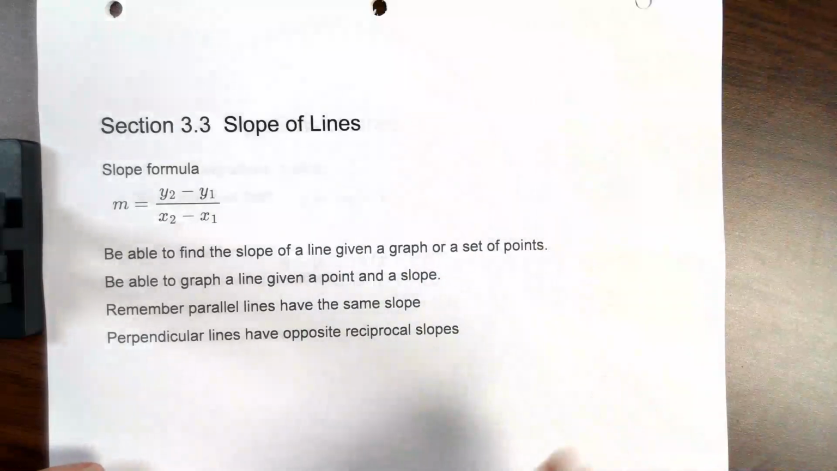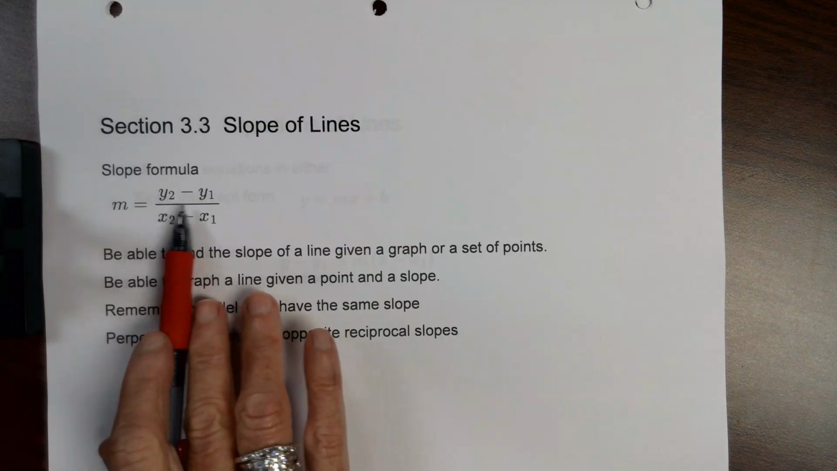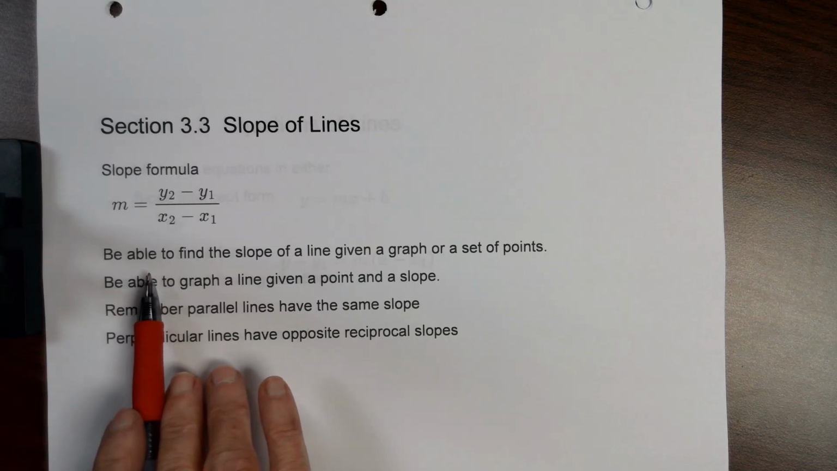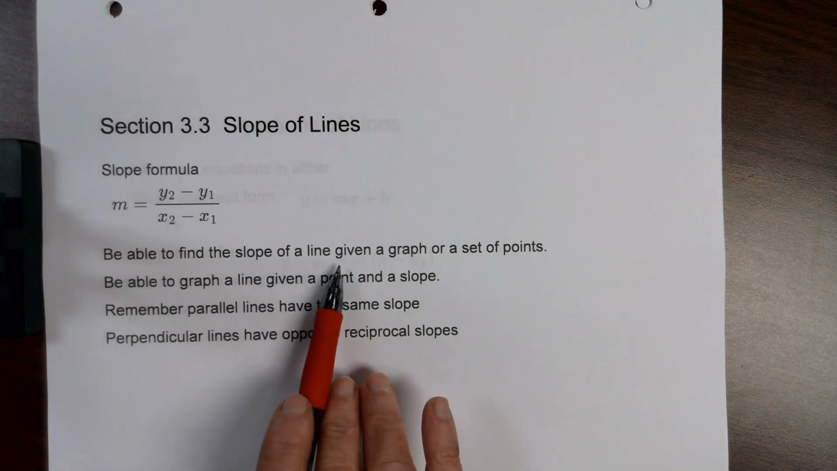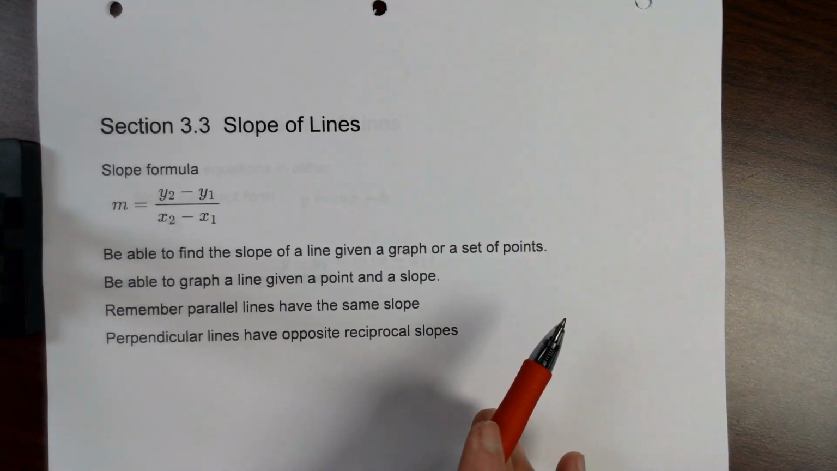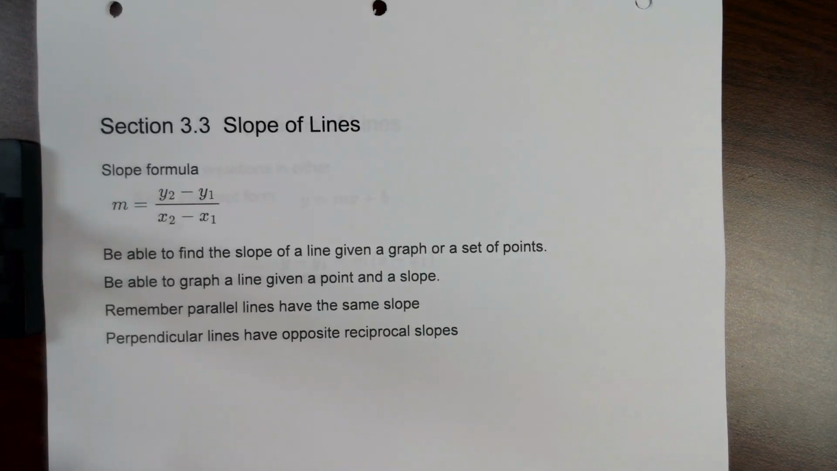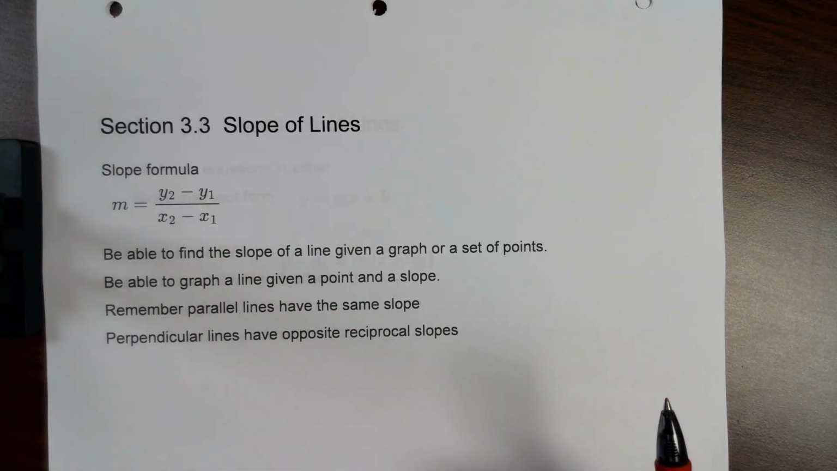Section 3.3, how to work with slopes of a line. The slope formula is y sub 2 minus y sub 1 over x sub 2 minus x sub 1. You probably have that in your calculator at this point, but you should be able to find the slope of the line given a graph or a set of points. So either one, you should be able to count on the graph between 2 points, rise over run, or you should be able to use your formula if they gave you 2 points.